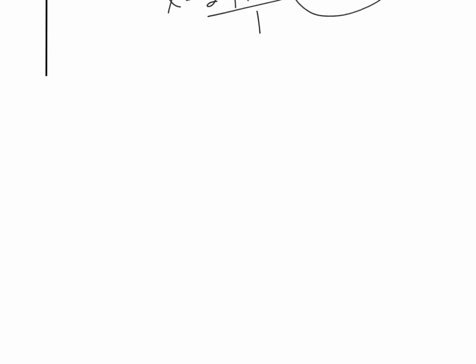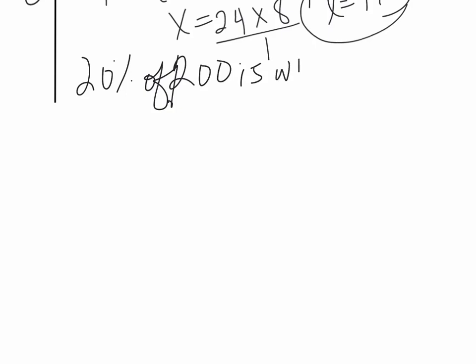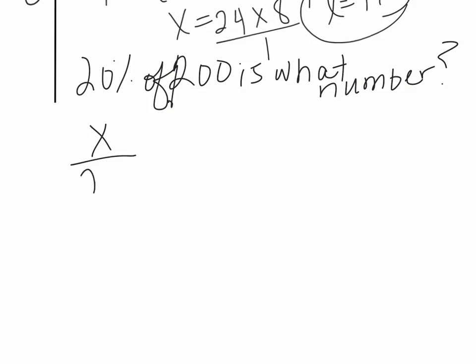I want to give one more question, where you're looking for the is. 20% of 200 is what number? Is over of, we don't know the is. There's your x. The of is 200 equal to the percent being 20%, 20 out of 100.